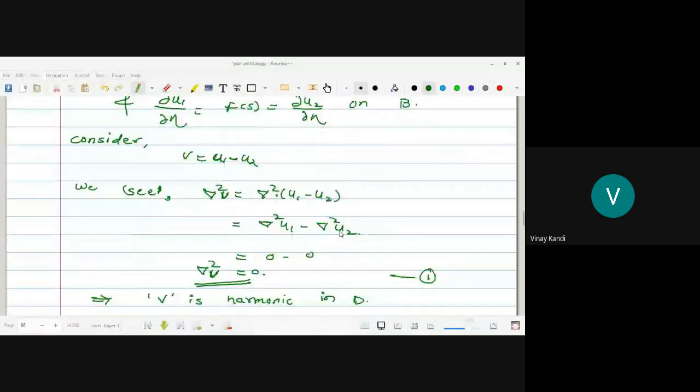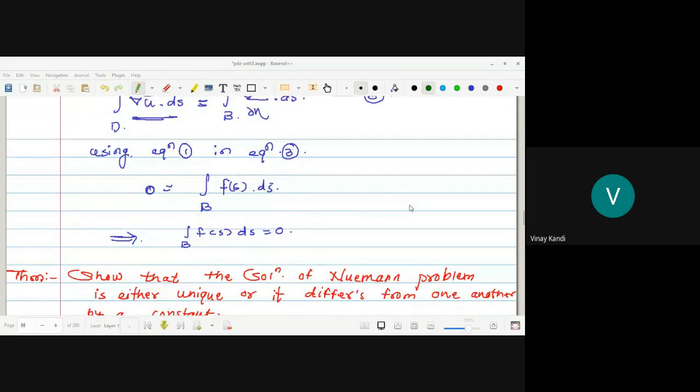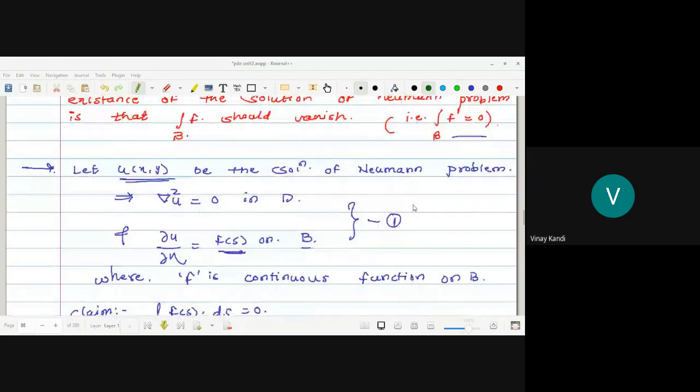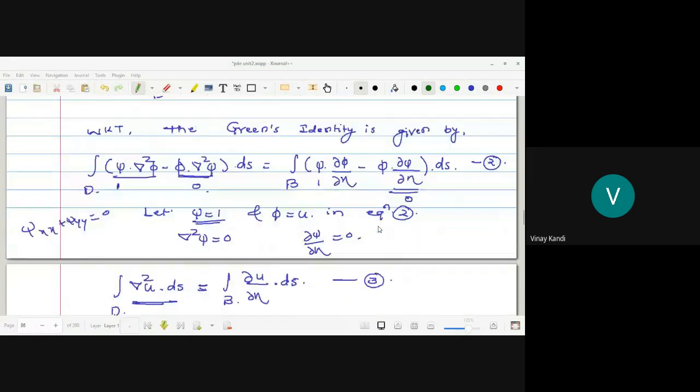Yes, sir. So in the previous lecture, we've seen that the solution of the Neumann problem is either unique or differs from one another by a constant. And the solution of the Dirichlet problem is unique. Also, the necessary condition for the existence of a solution of the Neumann problem is that the integration of f over the boundary B is equal to 0.